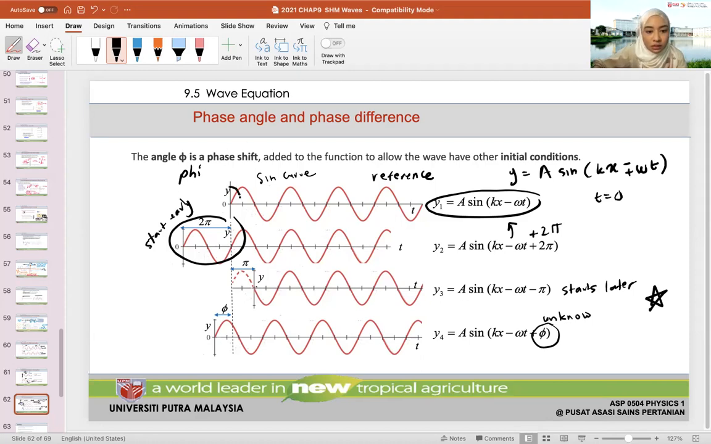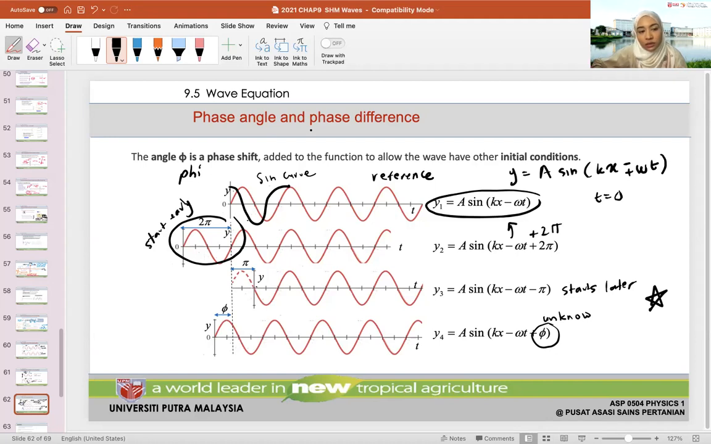Rupa cosine macam ni. Betul tak? Rupa cosine macam tu. I hope I'm right. Okay, 1, 2, 3, 4. Betul. Okay, 4 amplitudes, 1 cycle. Betul, eh? Okay, so cosine looks like that. A sine looks like the red guy.